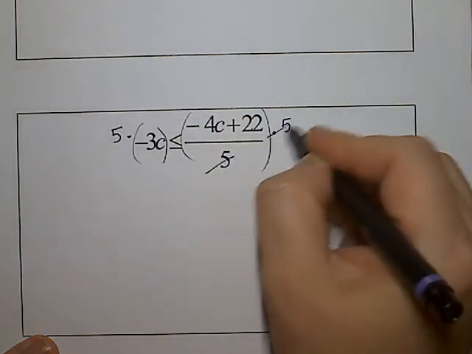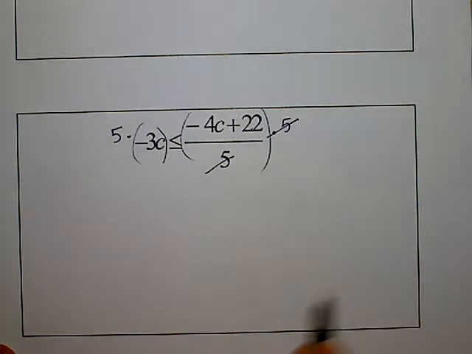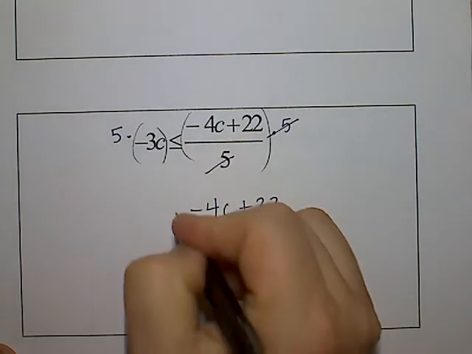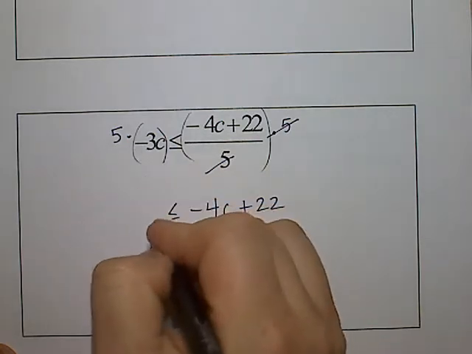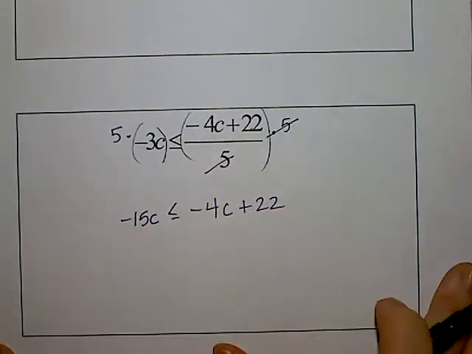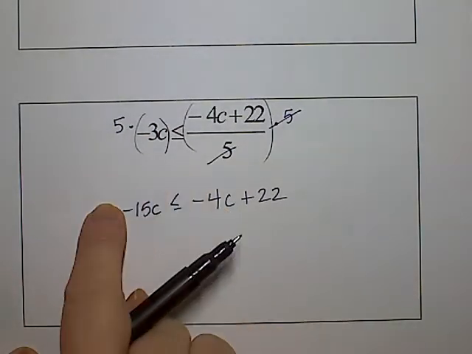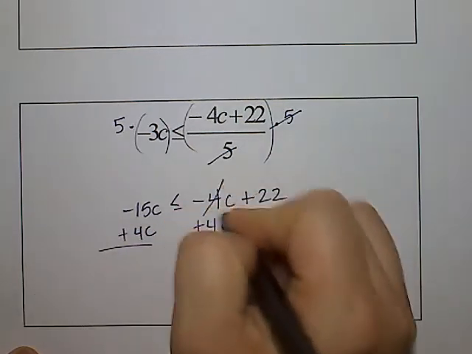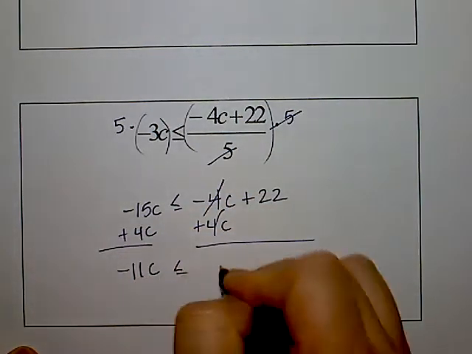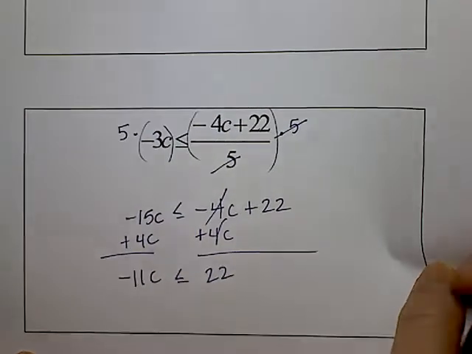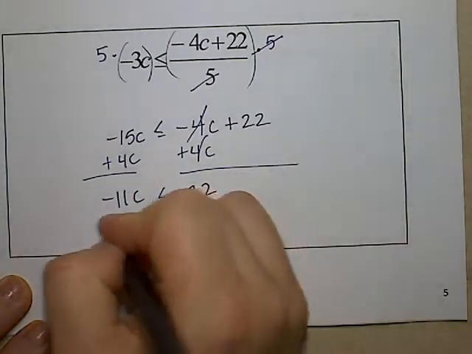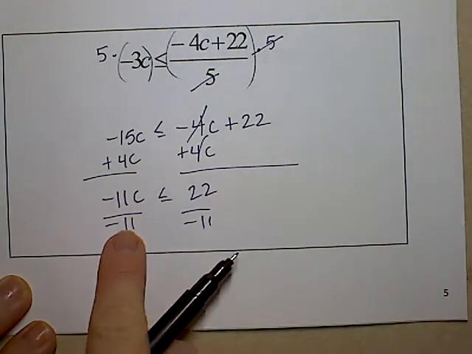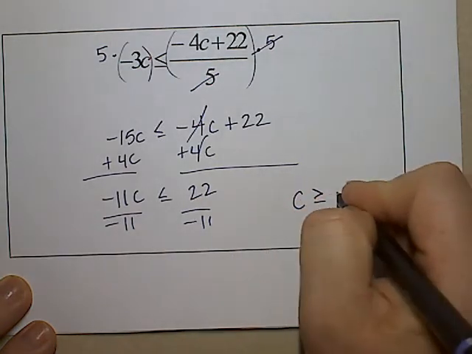So yes, we don't see the 5s anymore and we think they disappear, but in reality they turn into a 1. It doesn't impact the problem anymore on the right-hand side. 5 times negative 3c is a negative 15c. Again, my suggestion is to move the variables to the left-hand side. I'm going to add 4c to both the left and right. And now to isolate the c, I'm going to divide by negative 11. Remember, whenever you multiply or divide by a negative, we're going to flip the inequality symbol.